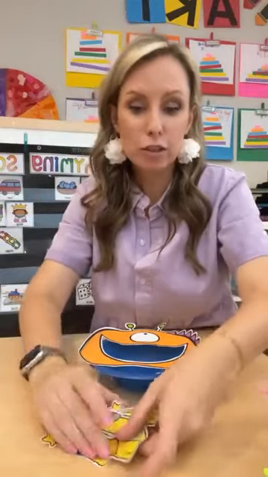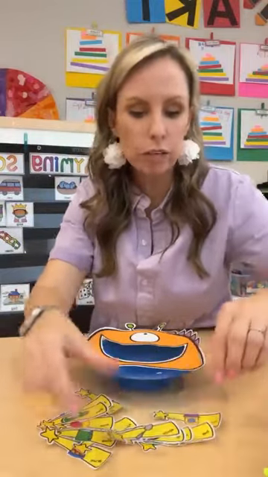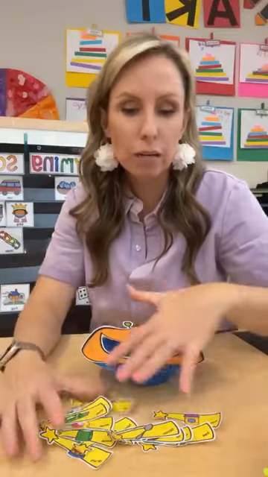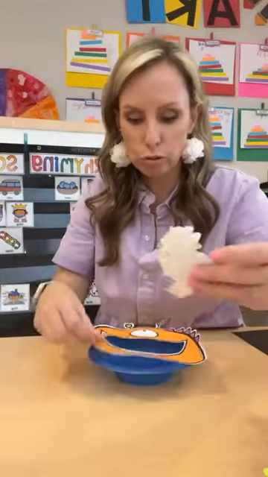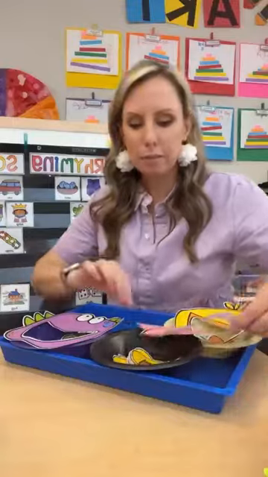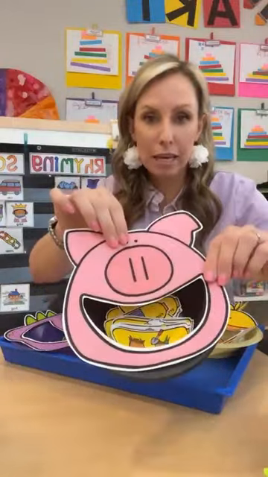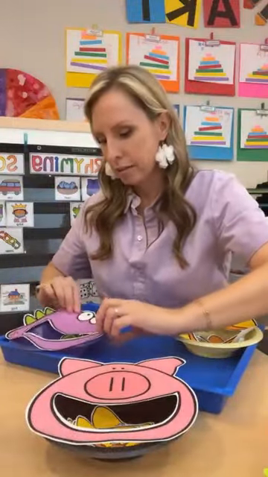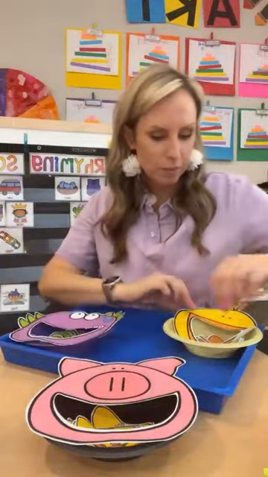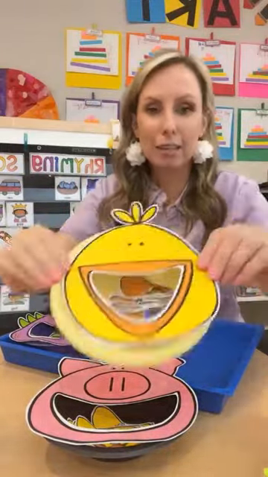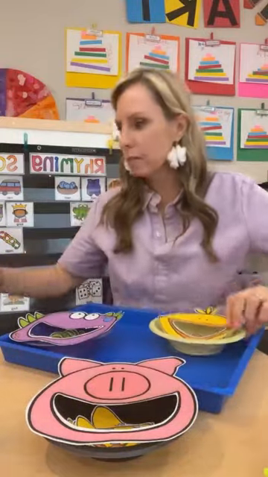Now, if this is too many rhymes for your students, it's okay. Just put out fewer sets of them. Again, you know your students, you know what will frustrate them, and what would be appropriate for their level. So let me show you all of the different feed me's. We have a pig, we have a monster, and he's going to eat slime rhymes. We have a little chick, and she has worms.